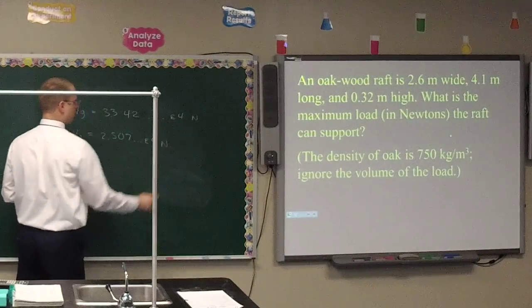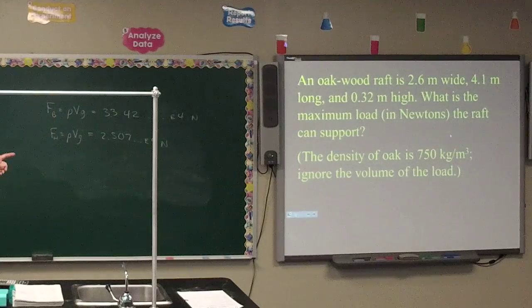E4 newtons. So when you take the density, which is 750, right? And we're going to multiply length with height to get volume, and then gravity. That's what I forgot that you got it. Okay, so now you have the 2.507 E4. Okay, do we get these numbers now? Everyone good on these numbers?